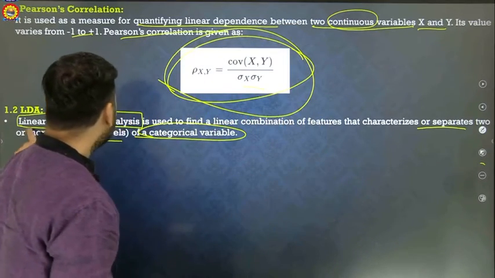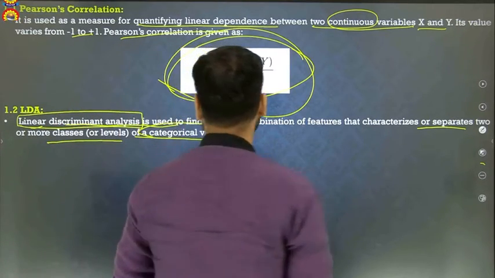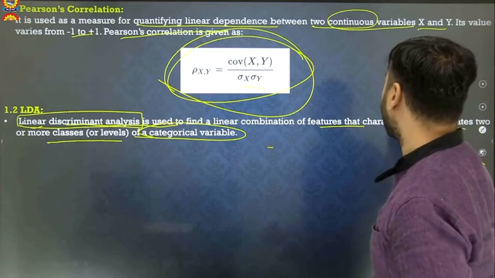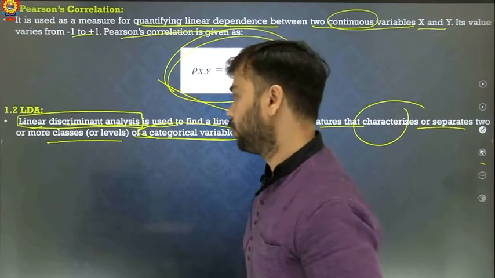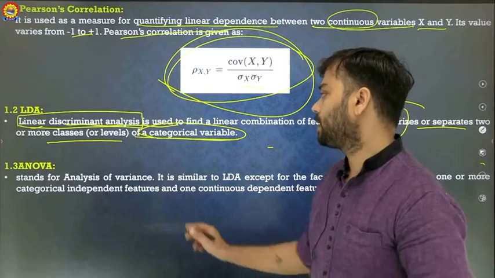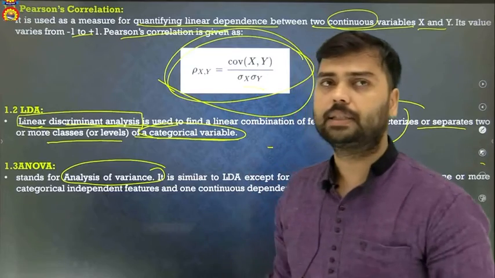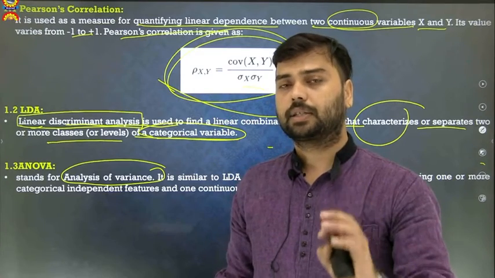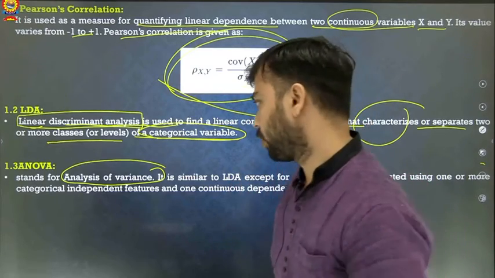Linear discriminant analysis is used to find a linear combination of features that characterize or separate two or more classes or levels of the categorical values. Okay, now next one is ANOVA. It stands for analysis of variance. So these are the methods which are used in filtering, and with the help of filtering, we can select the subset of the features which are important to predict the target value. That is our goal. Okay.